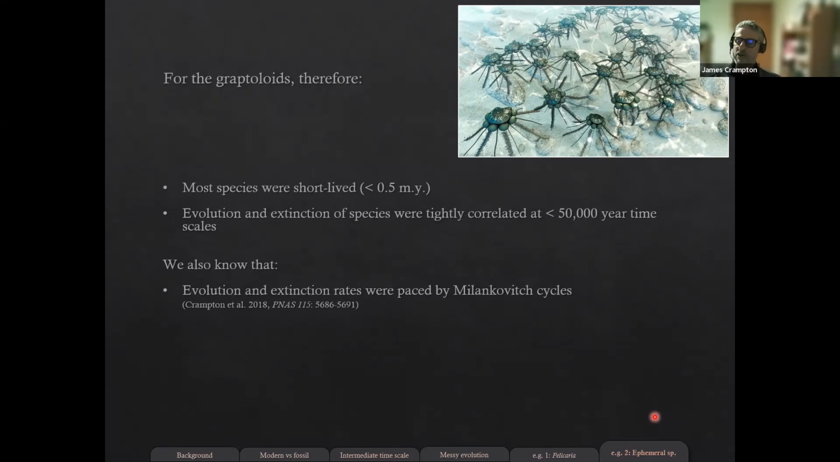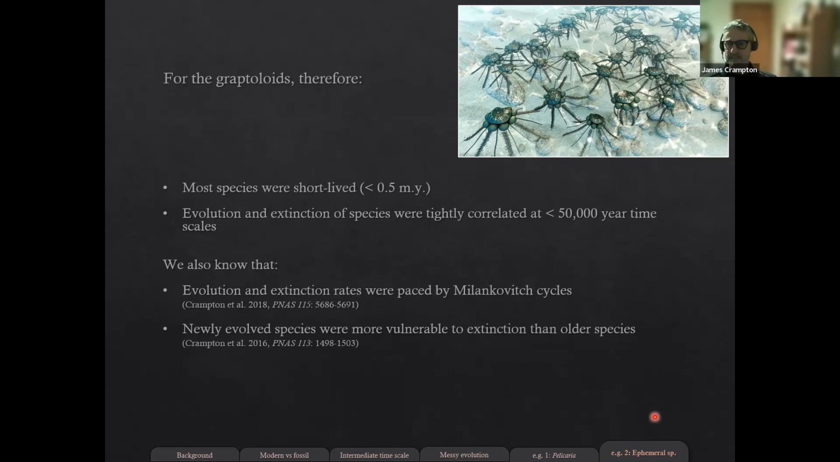It wobbles, and those wobbles cause regular variations in where the sun hits the planet, and they have this effect on climate. And they're very regular, and we know that the evolution and extinction were being controlled by those to a fair extent. We also know that newly evolved species were more vulnerable to extinction than older species.